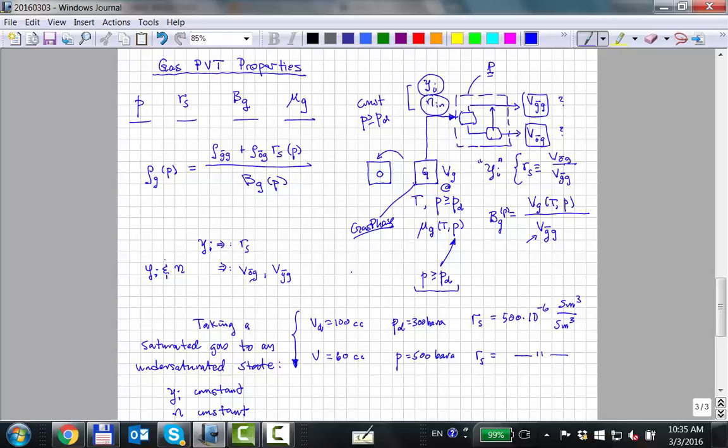Sorry, didn't you say that the rs wasn't a function of pressure? If it's together with the oil. Okay, the thing is, this is the undersaturated condition. That's the undersaturated state. If we keep the oil and gas together and move to a new pressure, the gas composition will change. Therefore, the little rs will change. That's if you keep the gas and oil together.